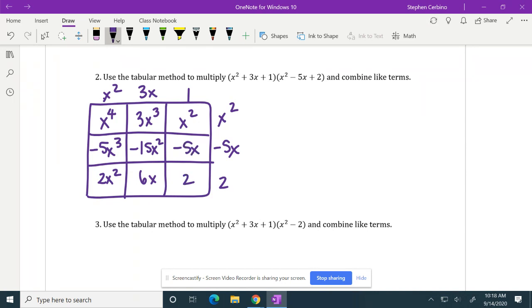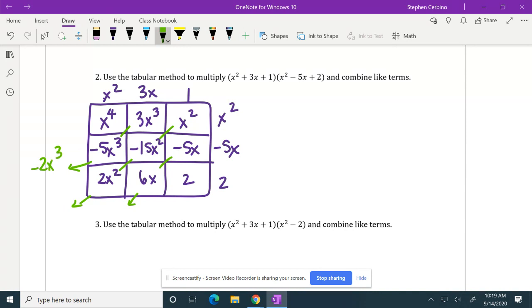All right, so if you got those 6 boxes filled in correctly, you're in really good shape here. So now let's start to look at what we can combine. Things that are across from each other can combine, right? So these all have the same variable, same exponent. So my x cubed terms, I have a -5 and a +3. That's going to give me a -2x cubed.